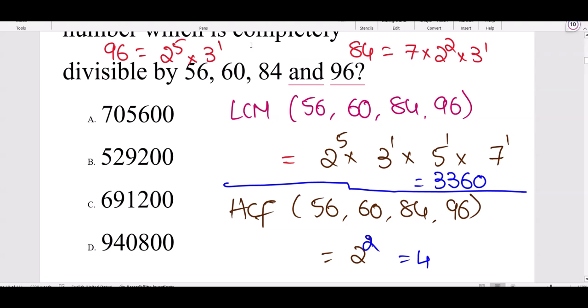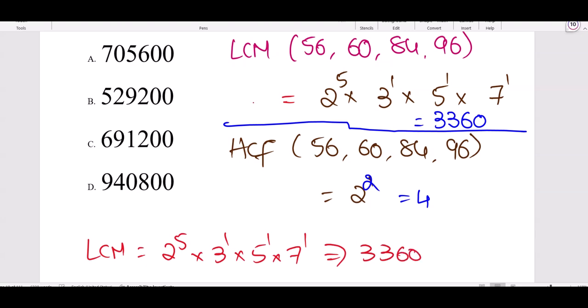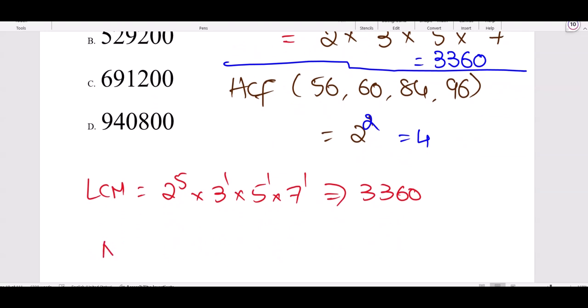Sir, then what is the answer? See, in the LCM, what is the value? 2 power 5, 3 power 1, 5 power 1, 7 power 1, which is 3360. My answer should be divisible by 3360 and it should be a perfect square number. Now listen, if it is a perfect square number, every power should be even. Here 2 power 5, is it even? No, I'll take 2 power 6. Then it will become a perfect square.